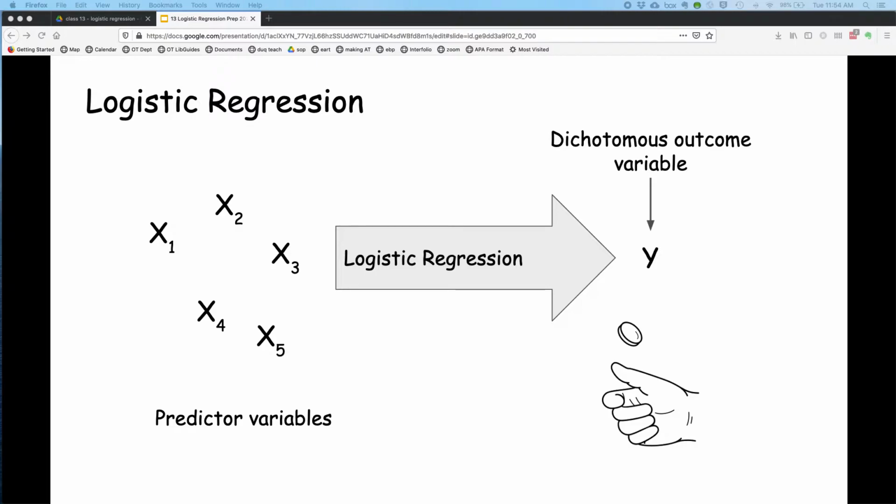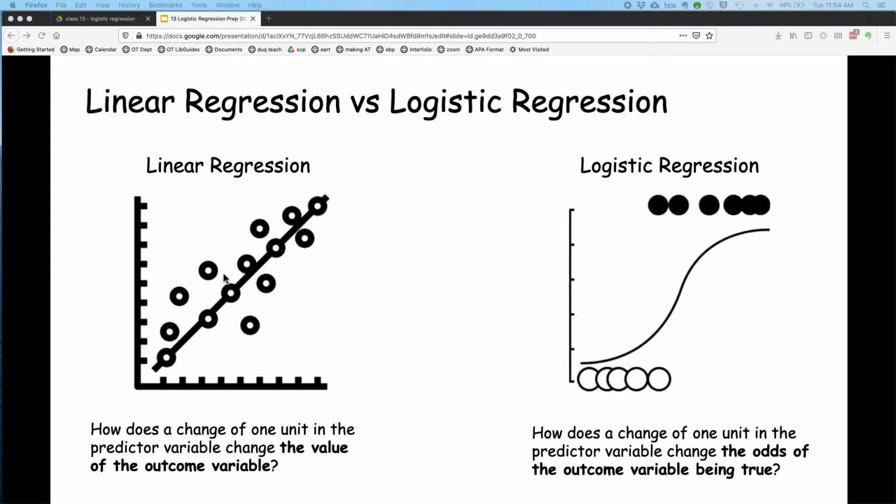When we talk about a yes or no outcome, we're talking about a dichotomous outcome variable. Dichotomous just means it has two possible values: yes or no, true or false, 1 or 0. So here on the left, you're seeing general linear regression. We've got a predictor variable as our x variable, and the outcome variable is the y variable. And what we're interested in is if there's a relationship between the value of the x variable and the value of the outcome or y variable.